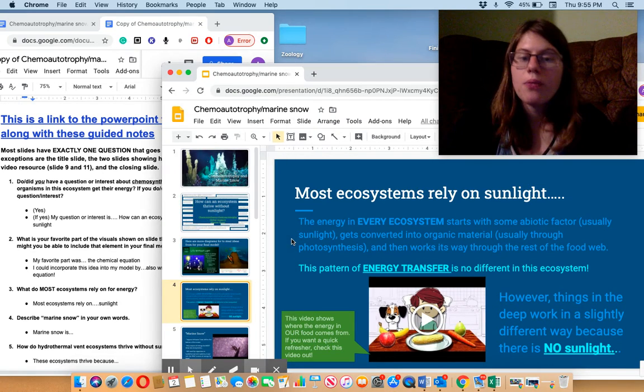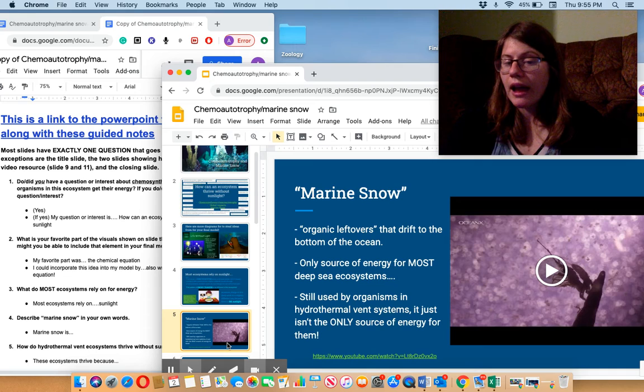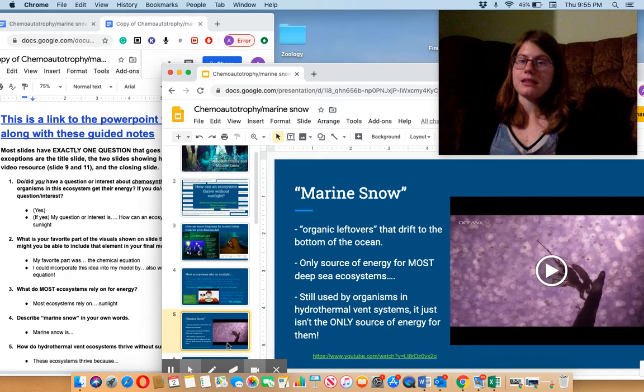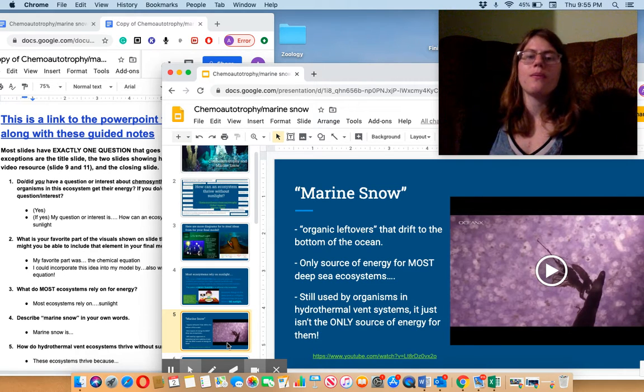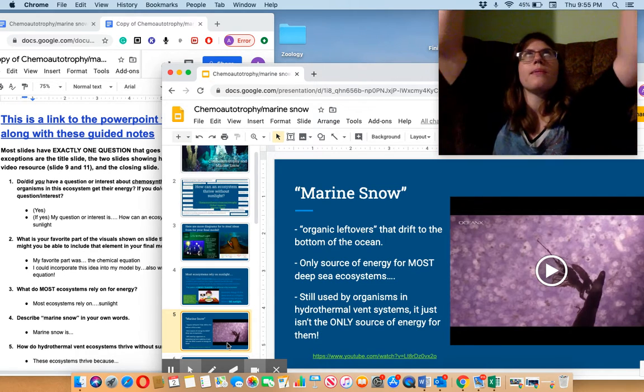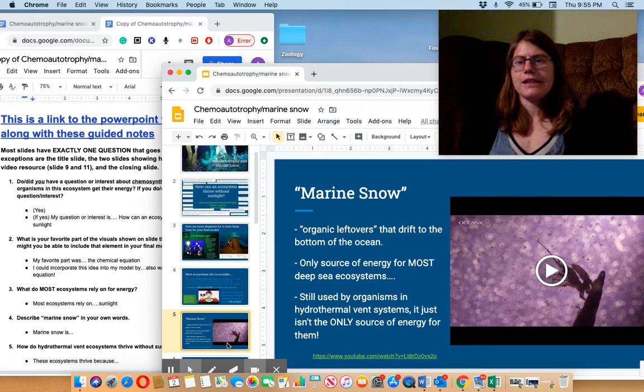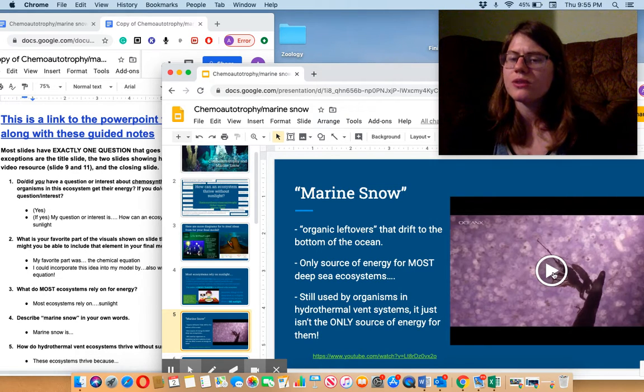Okay, so marine snow is another way, other than chemosynthesis or chemoautotrophy, that this ecosystem can get its energy. And marine snow is the organic leftovers that drift from the top of the ocean, or wherever they accumulate, down to the bottom of the ocean. And I'll play this little thing and you'll see what it is.